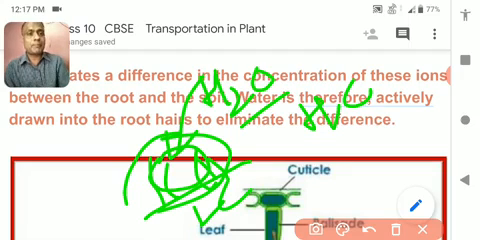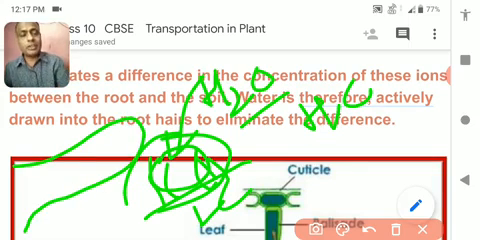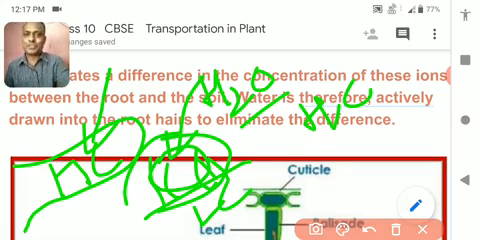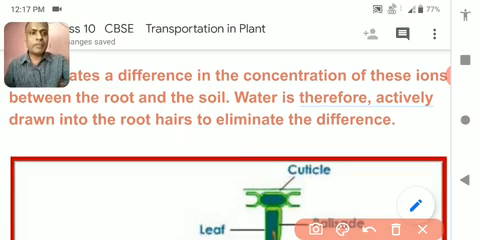The same thing happens in the case of the root hair. If the root hair has a higher concentration of salt, automatically water from outside moves inside into the root hair, and this process is called osmosis. I think you understood. Okay, let's have another topic.